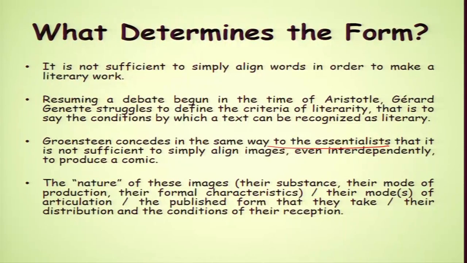Look at the slide. What do you see here? It says there are many other conditions that can be legitimately debated, which would touch in priority initially the nature of these images, which means their substance has to be debated. Like what the substance of a particular image would be, their mode of production, their formal characteristics, their modes of articulation, the published form that they take, their distribution, and the conditions of reception, right? These are important aspects that have to be debated for something to be qualified as a work of art.